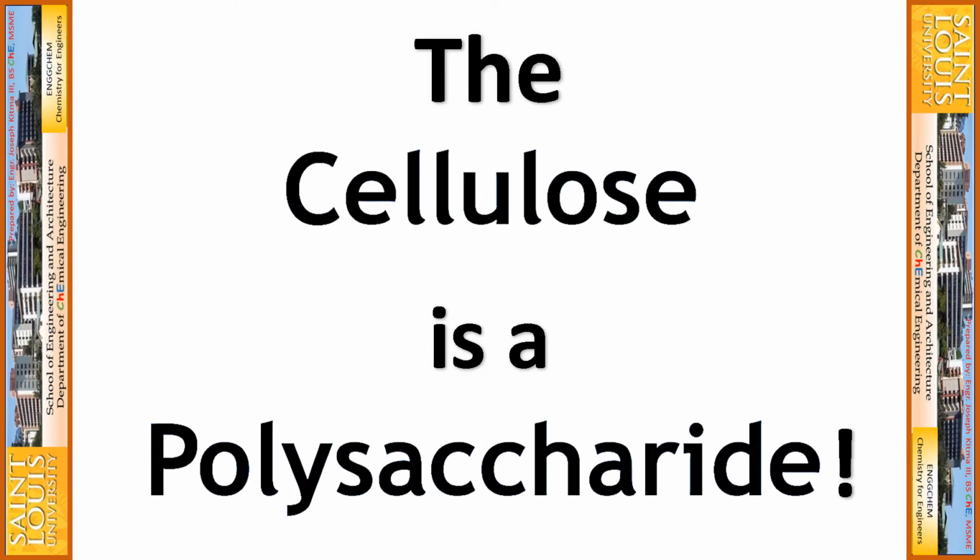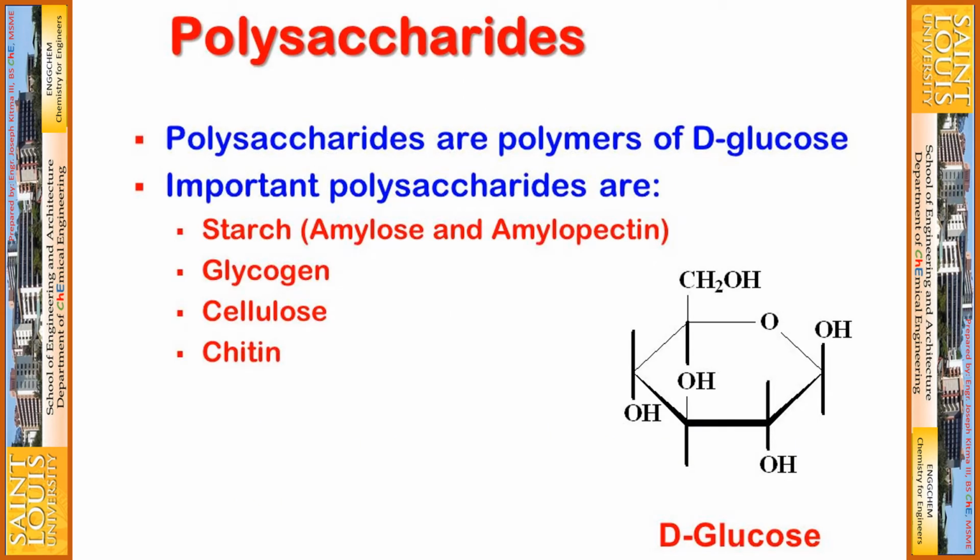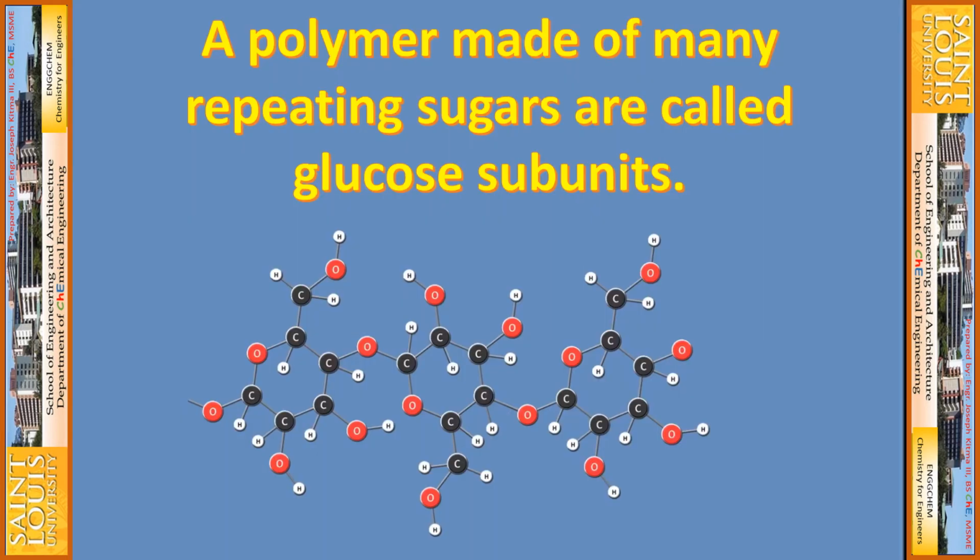Cellulose is a polysaccharide. Polysaccharides are polymers of D-glucose. Important polysaccharide examples are starch, glycogen, cellulose, and chitin. A polymer is made of many repeating sugars called glucose subunits.